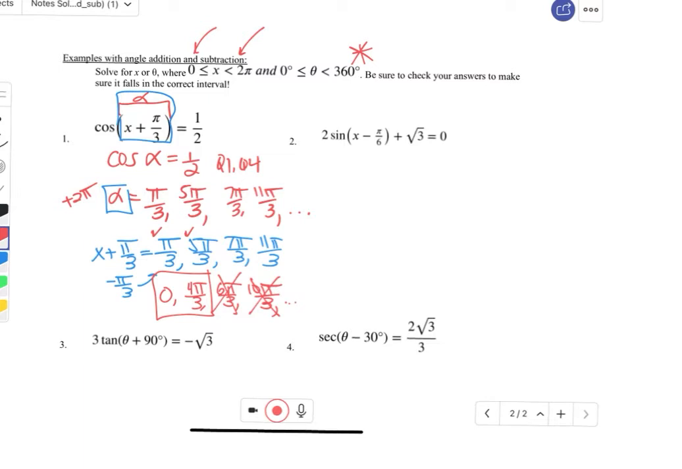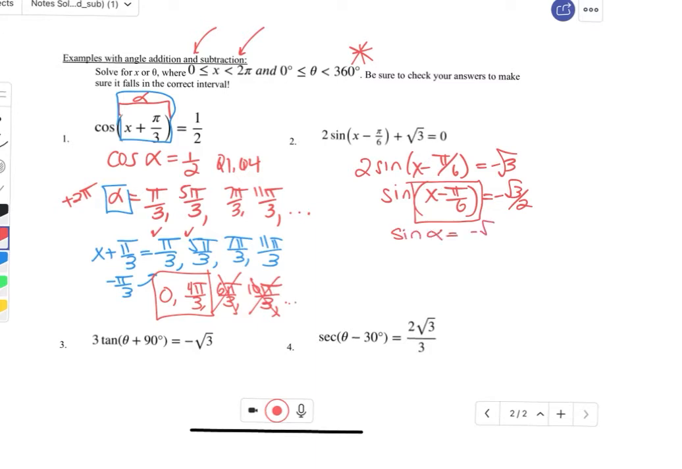As for number 2, it's similar to number 1, but we are not isolated. So the first thing I'm going to do is subtract the root 3. And then I'm going to divide by 2. So sine x minus pi over 6 equals negative root 3 over 2. If you'd like, in the next 2 examples, I'll show how to not replace it, but we can replace that with alpha to make it look a little neater.